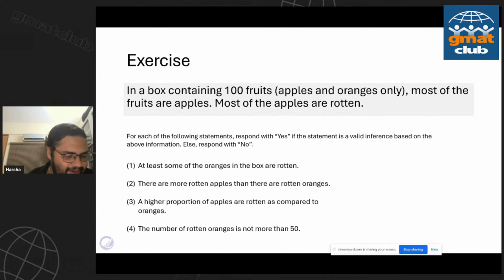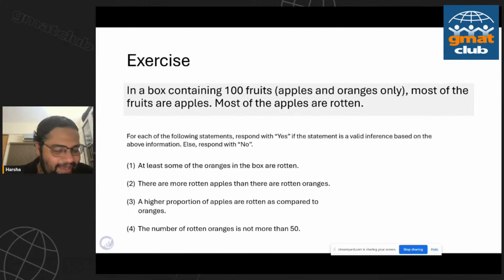So answers are coming in. I see N, N, N, N. Any more answers? Okay, I think everybody is very confident about N, N, N, N here. So, can somebody write down what is the logic here? Is it that I'm only giving you information about apples, so I can't really infer anything about oranges? Is that why it's a blanket N N N N? I'm just asking all of you who are telling me N N N N. Is it something like that?